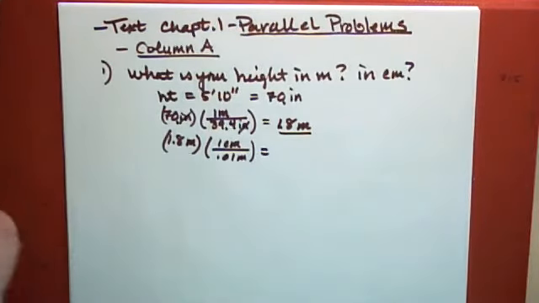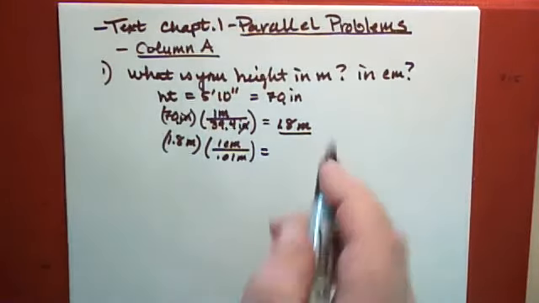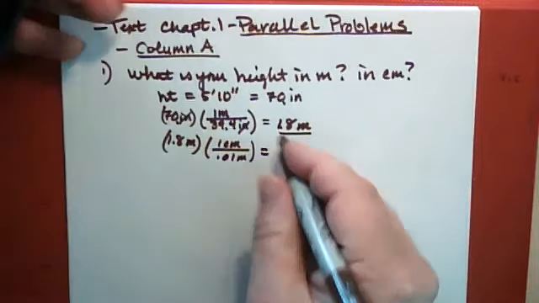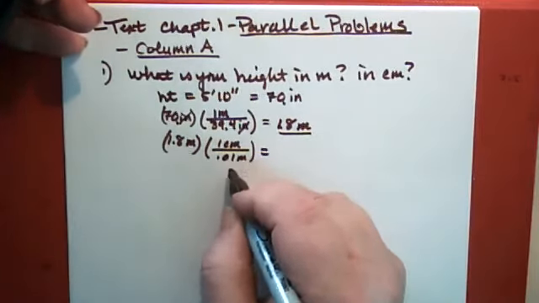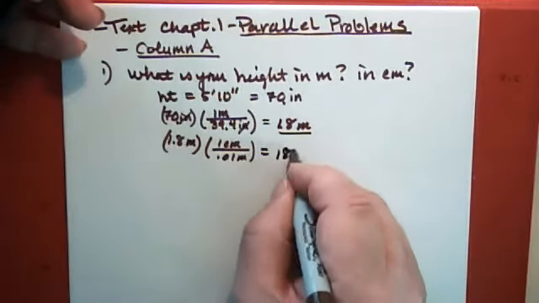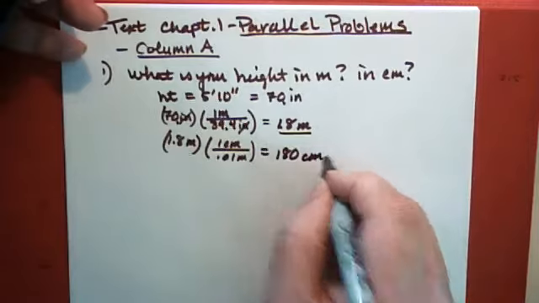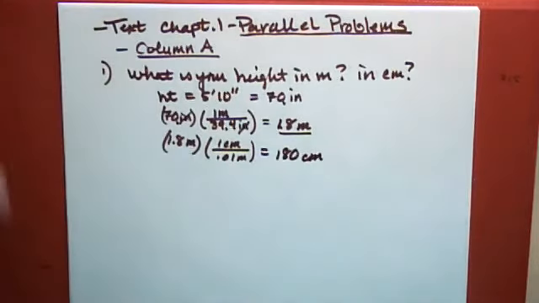So if we have 1.8 divided by 0.01, we would get 180 centimeters.